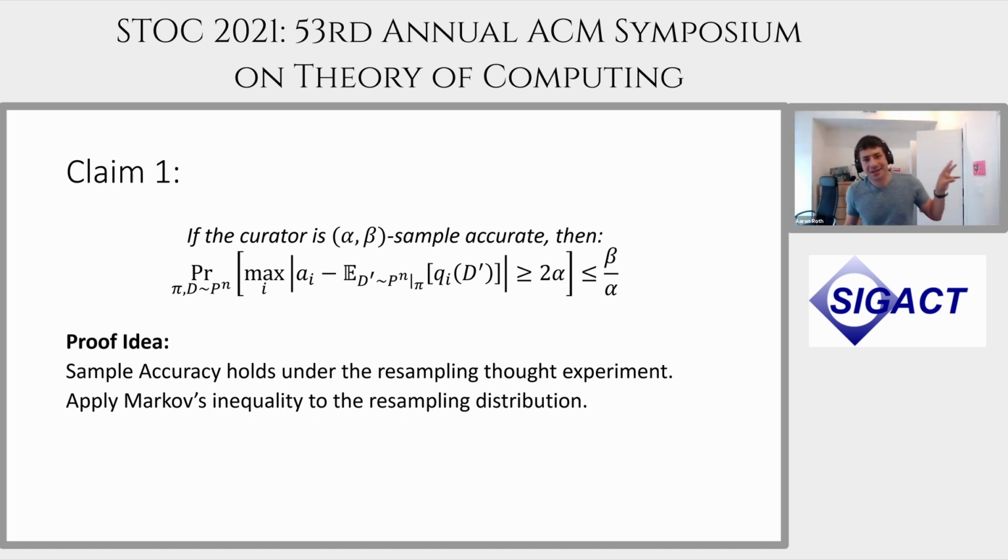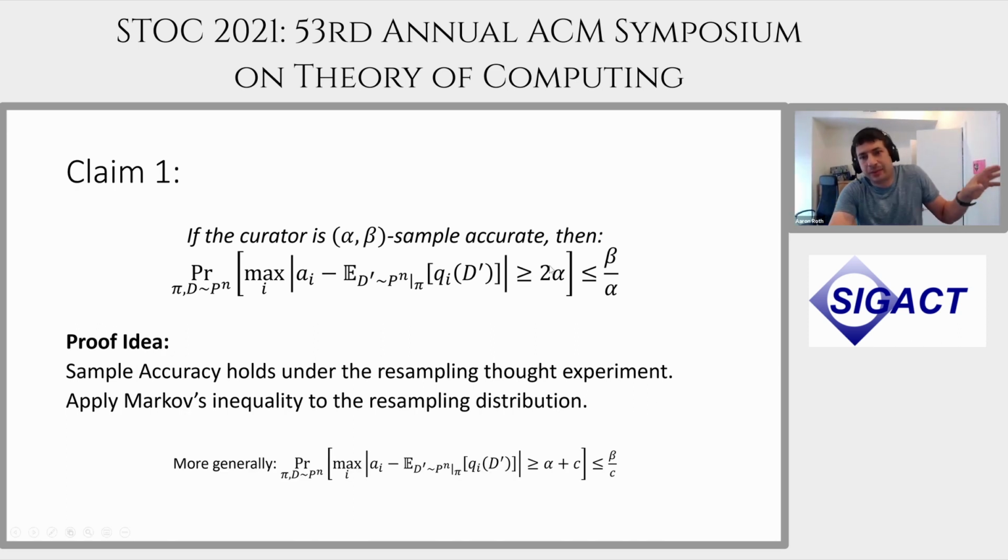Sample accuracy still holds under this resampling thought experiment because the resampling thought experiment hasn't changed the observable distribution at all. And so, the only way the answers can be guaranteed to be accurate on the data set that has yet to be sampled is if they are accurate in expectation over the distribution that it will be sampled from. And so you get this just by applying Markov's inequality to the resampling distribution. There's nothing special about the number 2. You can replace that with a C and get a slightly more general statement.